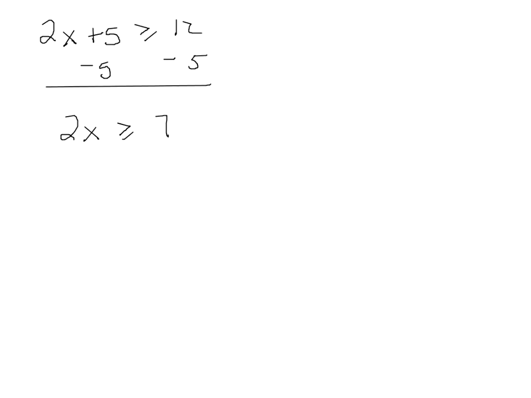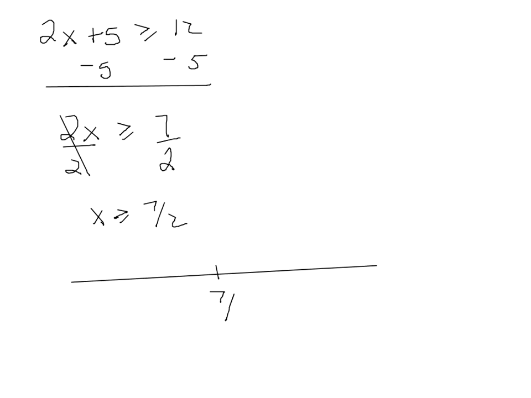Next example, 2x plus 5 is greater than or equal to 12. So we start off by subtracting 5 from both sides, and I get 2x is greater than or equal to 7. I divide both sides by 2, and I get x is greater than or equal to 7 halves.